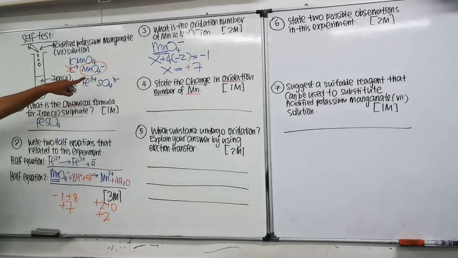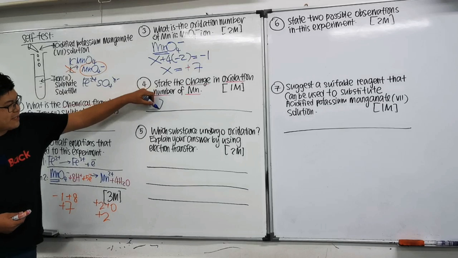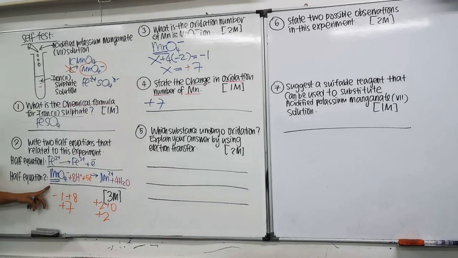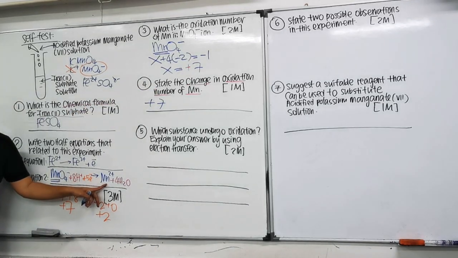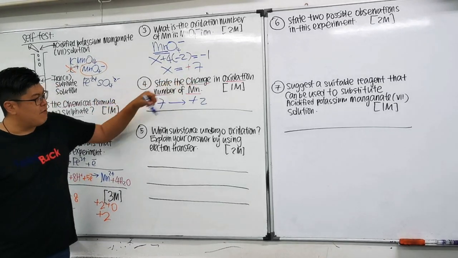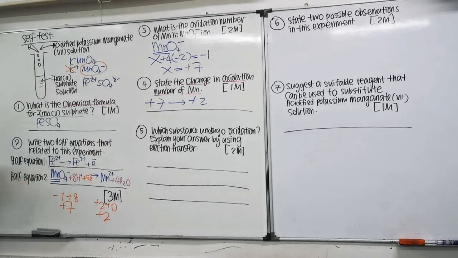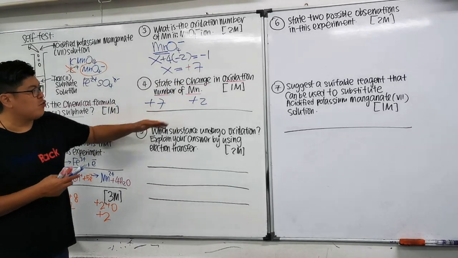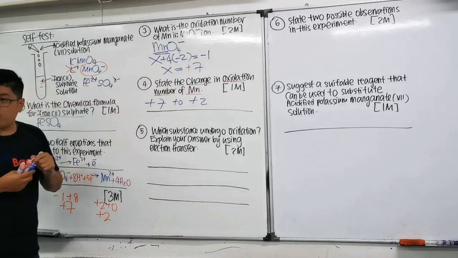You found just now what? Plus 7. So initially you are plus 7. At the end of the day, the Mn goes to here. Now the Mn becomes Mn2+. Mn2+, the oxidation number, copy back the charge, plus 2. So plus 7 to plus 2. Understand? Get it? You can write the arrow or you can just write in words. Are you okay with that?